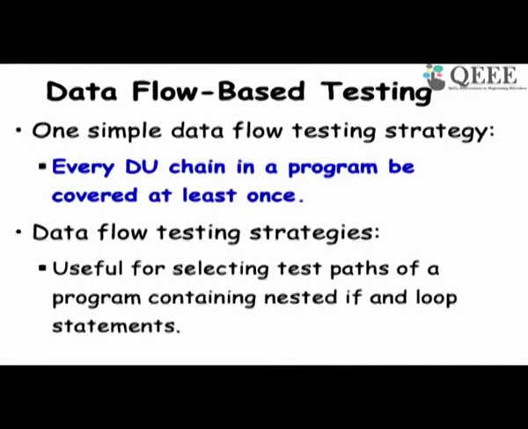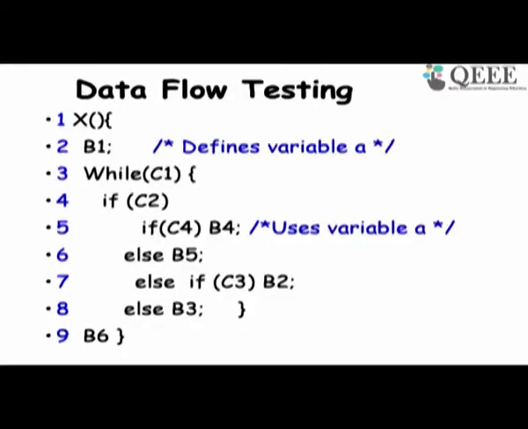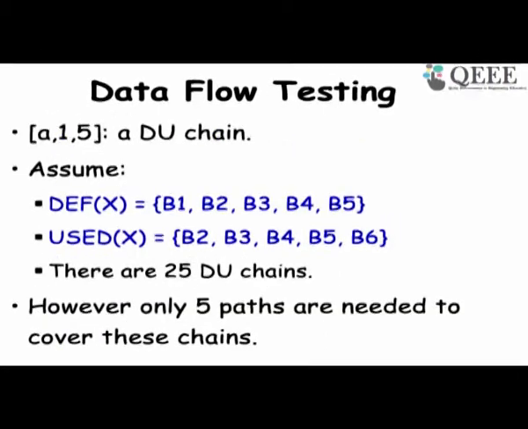So this is the simplest data flow testing. There are many other data flow based testing techniques. We will not go into the more complex ones. Just consider the simplest data flow testing is that every DU chain is executed once. So this is the definition of variable A, and let's assume that this statement uses a variable A and there is no intervening redefinition of variable A, then this is live at this point and this must get covered. So this is one example of a DU chain.